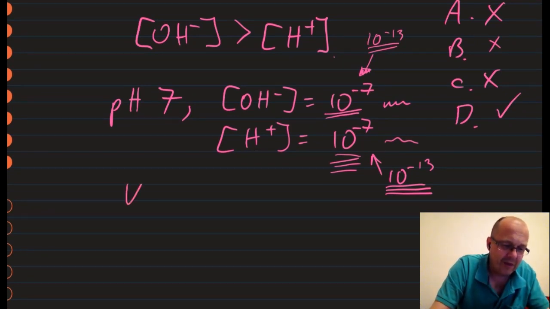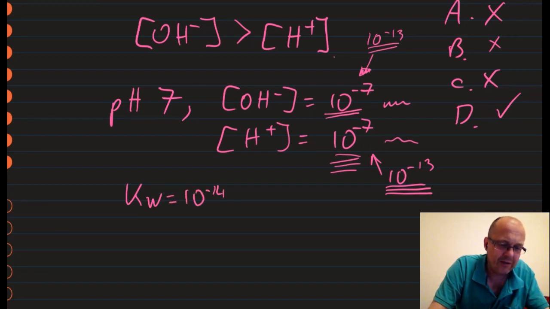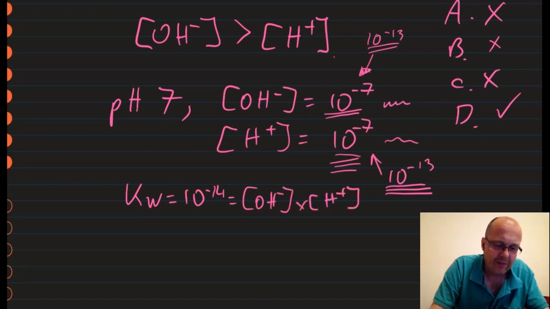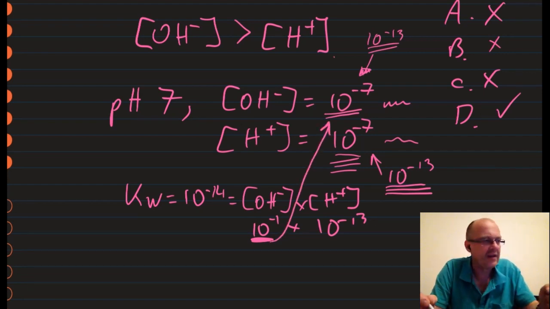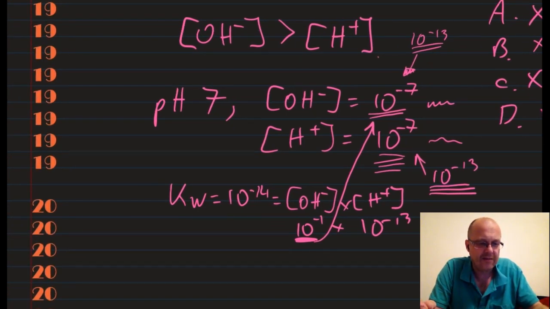With the Kw, they want you to just say Kw is 10 to the minus 14 is OH minus times H plus. And they want you to say, if this is 10 to the minus 13, then the OH minus is 10 to the minus 1. Yeah, 10 to the minus 1, that's much bigger than that number. I think I'm over-explaining again. Anyway, 19D.